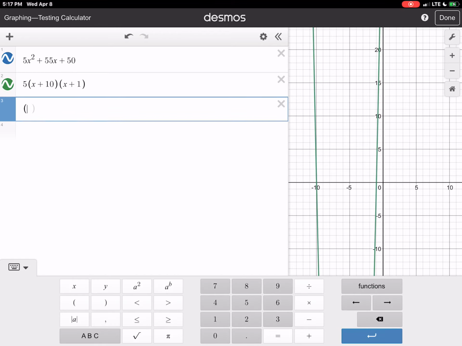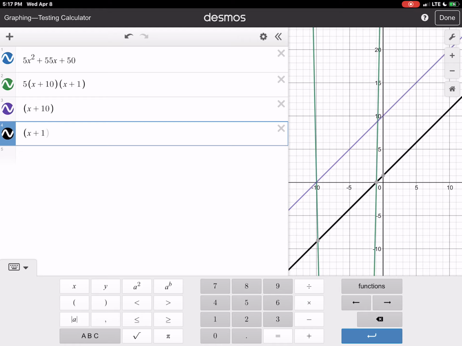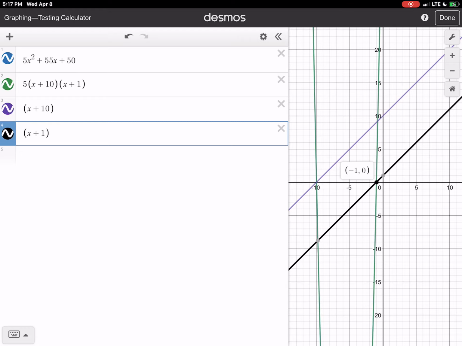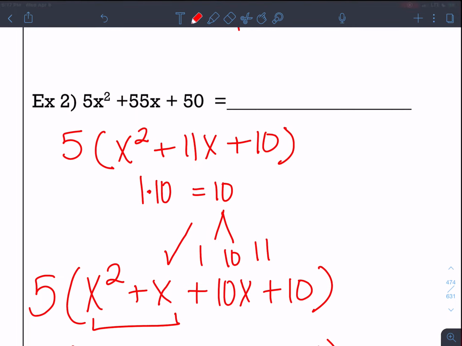Okay, let's check them individually. X plus 10, x plus 1. And look at that. They exactly line up on those x-intercepts that I witnessed in my initial quadratic equation.